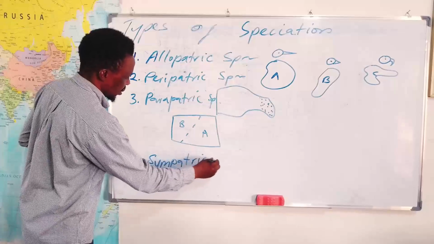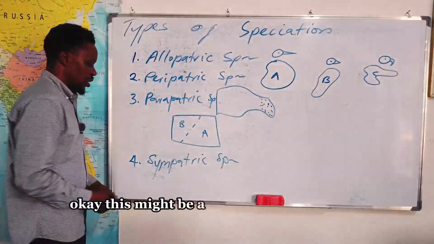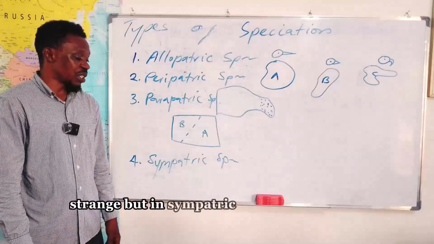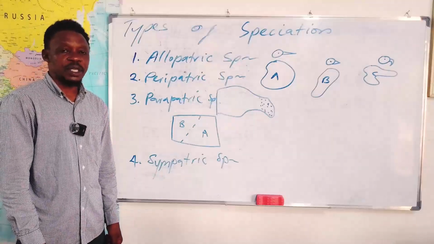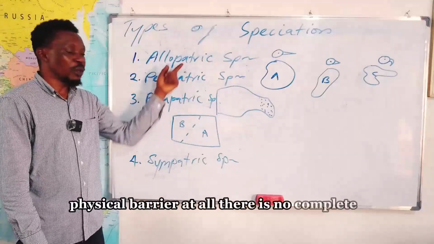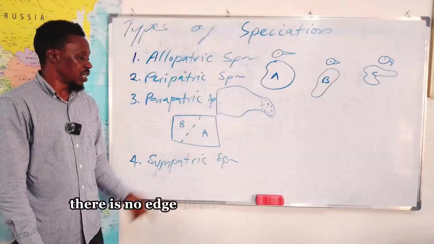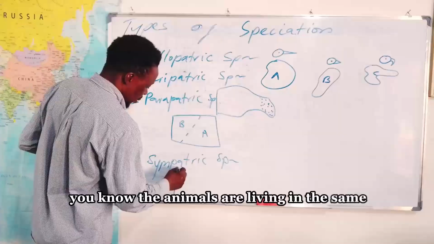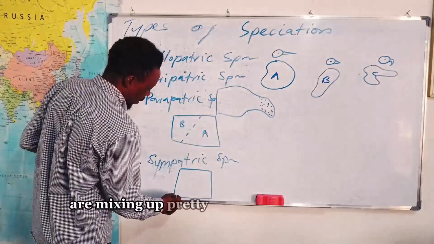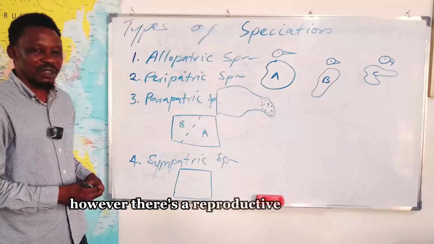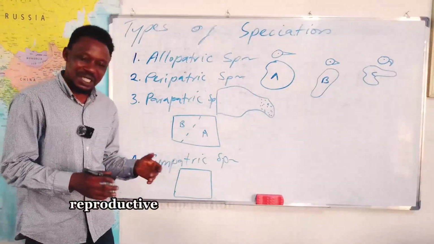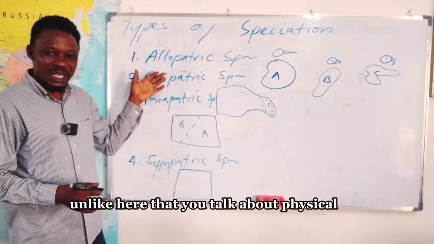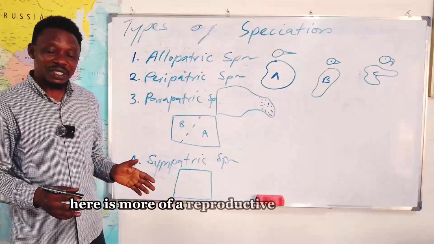Sympatric. Okay, this might be a little bit weird and strange, but in sympatric speciation, there's no form of physical barrier at all. There's no complete barrier. There is no edge. There is no partial. You know, the animals are living in the same location and mixing up pretty much. However, there's a reproductive isolation. That's what takes place here. Unlike here where you talk about physical isolation, here it is more of a reproductive isolation.